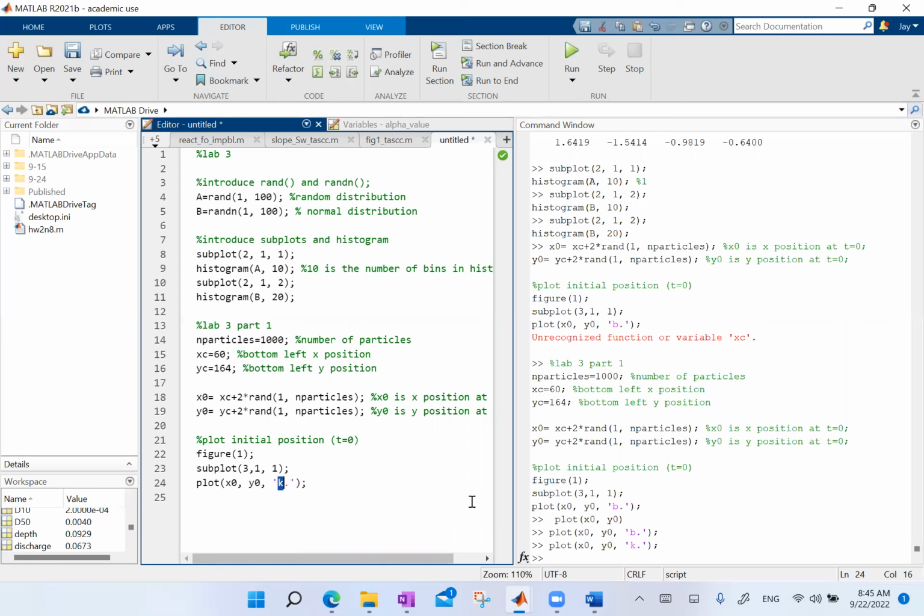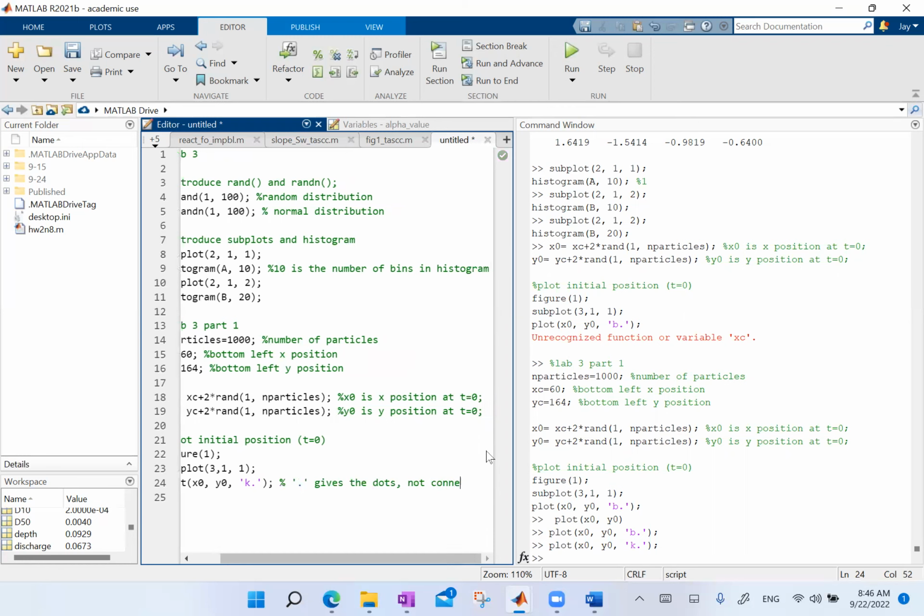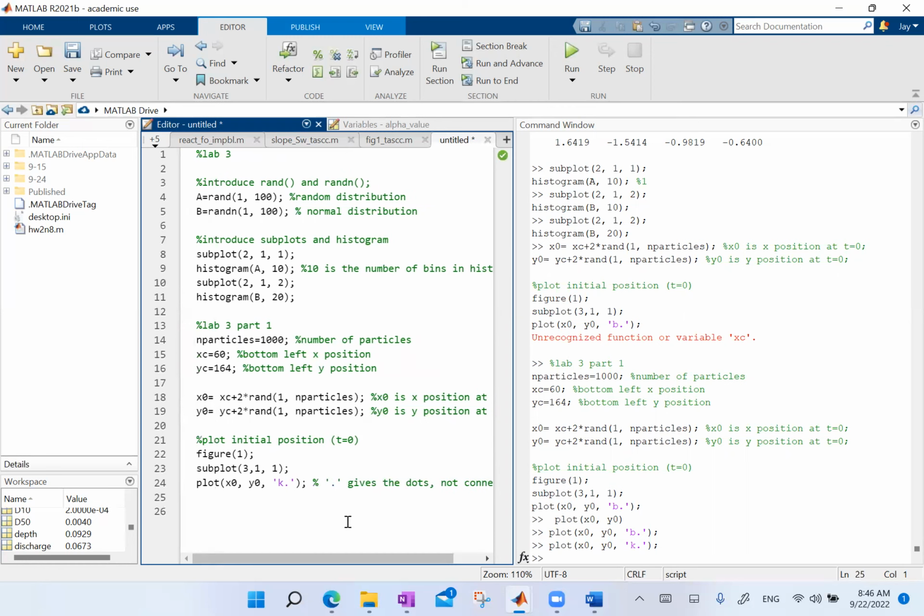Were you able to fix the problem? It doesn't matter in this case, I just use k or b, just a color. Good. So thank you. All right, I'm just going to add the note that this period gives the dots not connected. So that's the first part.